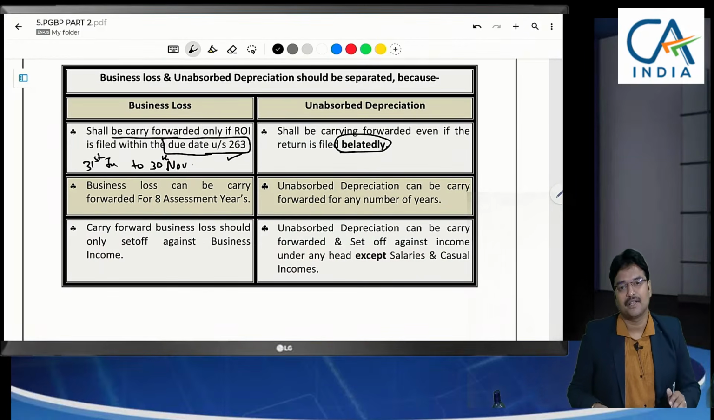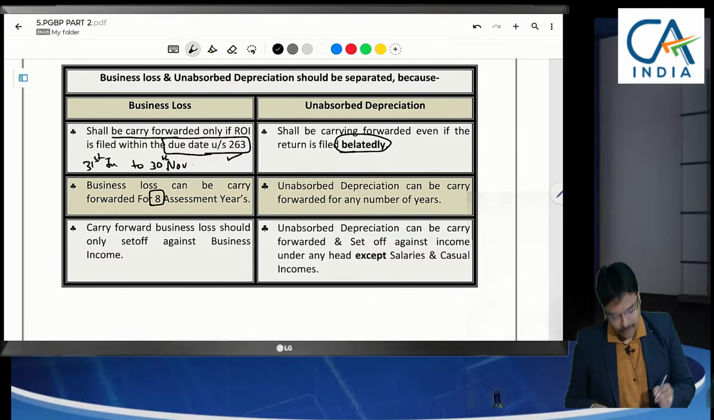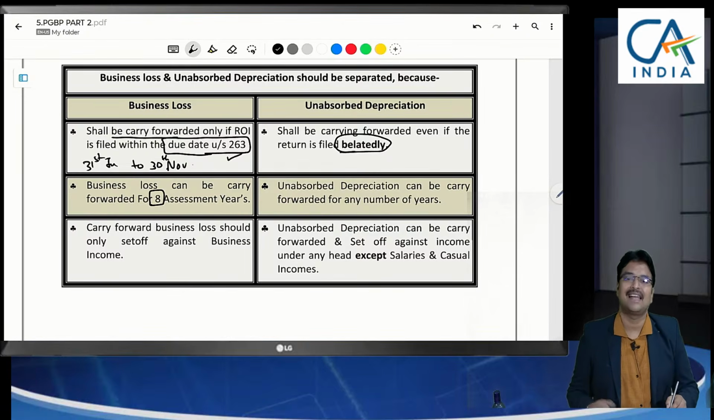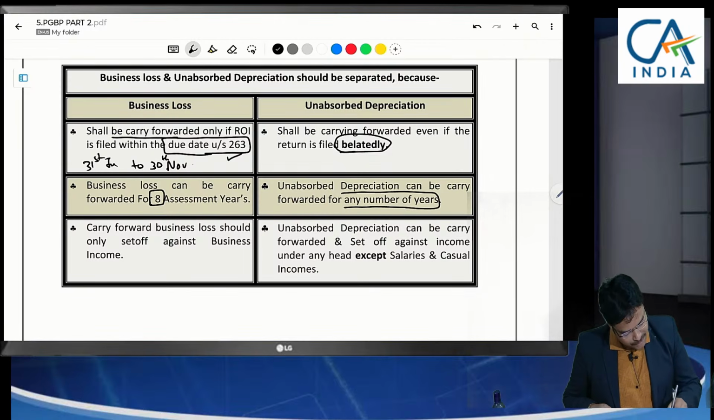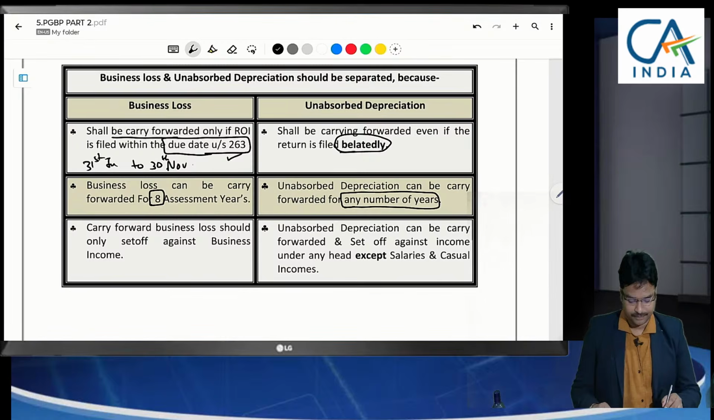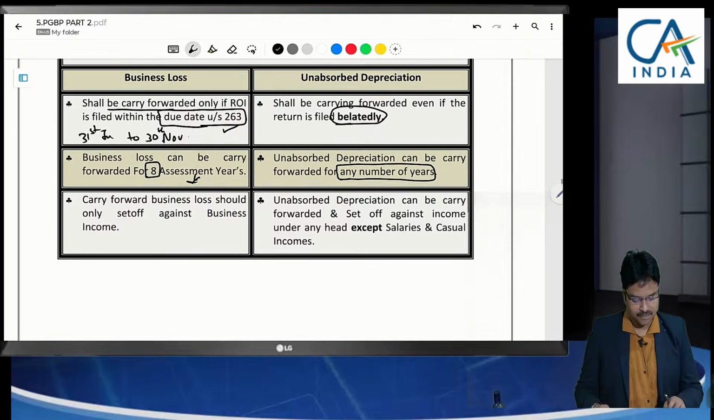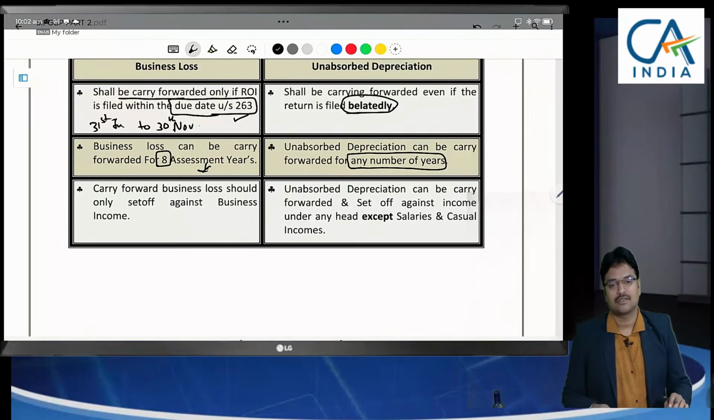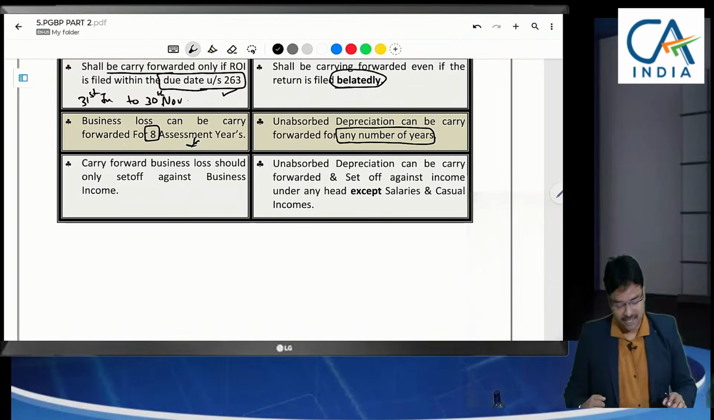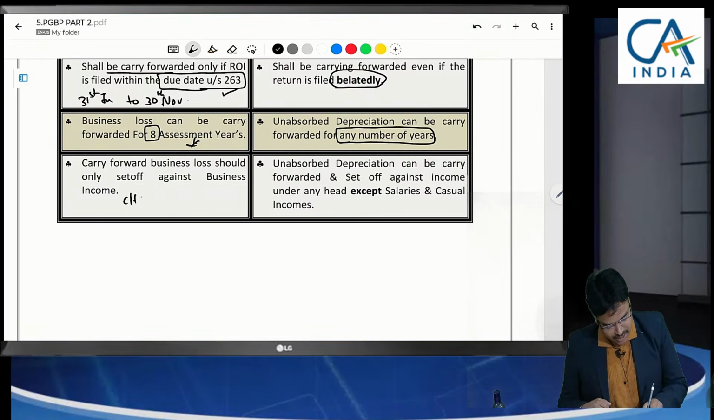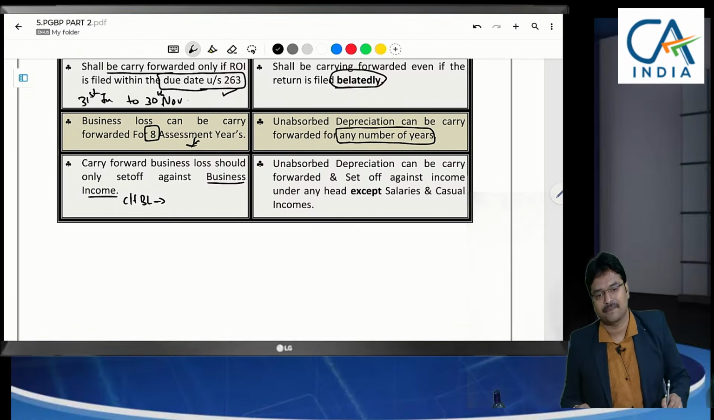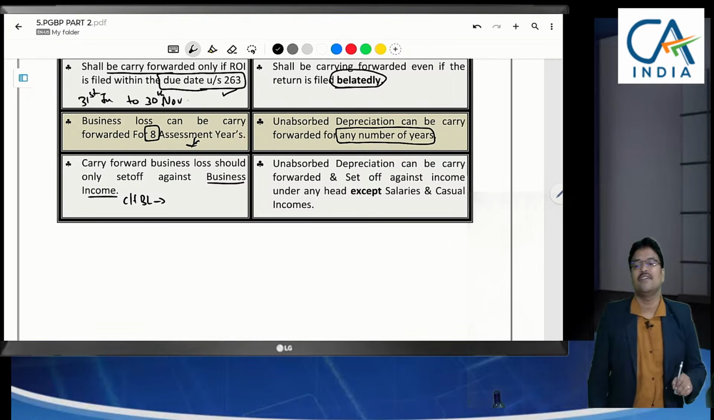Coming to second one, business loss can be carry forwarded only for 8 assessment years, now 8 tax years. But here you can carry forward for any number of years. Am I clear? No limit. And one additional thing here is, carry forward business loss should only be set off against current year business income only. Set off rules. Carry forward losses against that income only we need to set off.